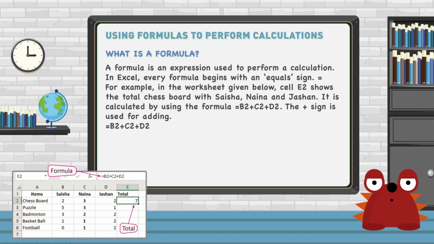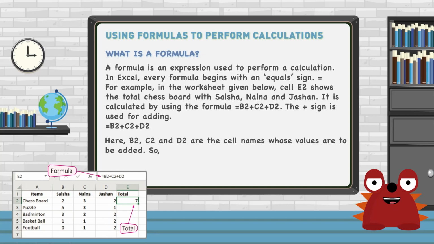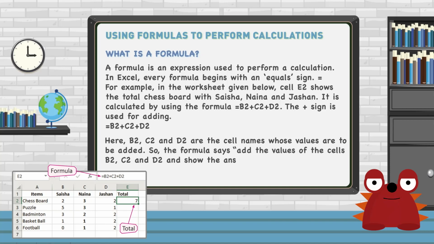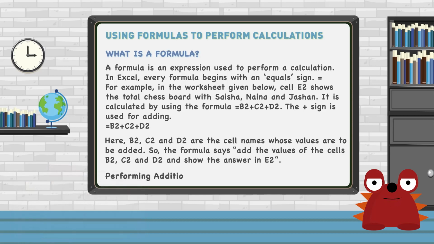The plus sign is used for adding. Here B2, C2 and D2 are the cell names whose values are to be added. So the formula says add the values of the cells B2, C2 and D2 and show the answer in E2. Let's look into detail at performing addition and subtraction using formula.